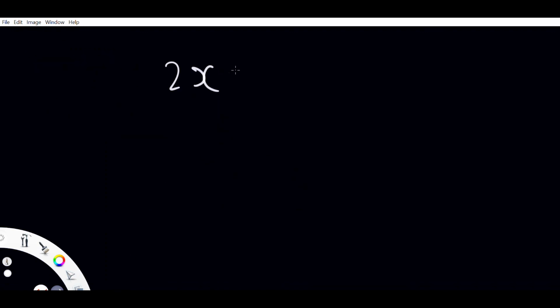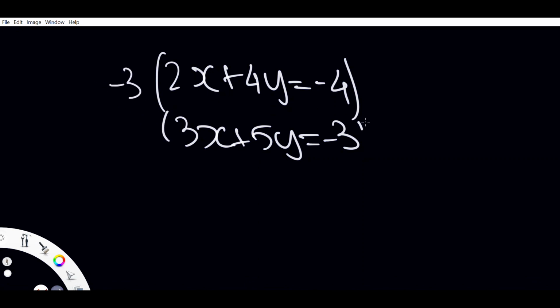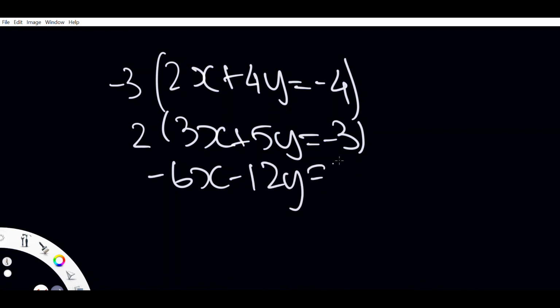We have 2x plus 4y is equal to negative 4, and 3x plus 5y is equal to negative 3. For this problem, we see that it doesn't directly give us two cancelable values. So instead, we need to multiply it in such a way that the equation stays true, but we can still get one of the values and then lead on to get another. So here we can see that if we multiply this side by negative 3 and this side by 2, we can get the value.